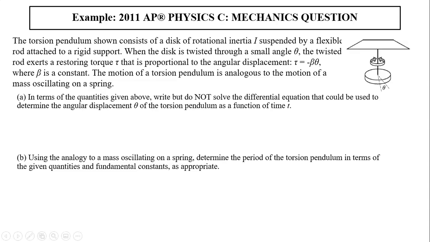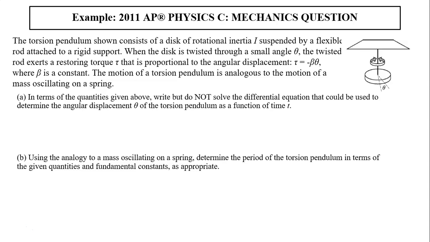A torsion pendulum consists of a disk of rotational inertia I suspended by a flexible rod attached to a rigid support. When the disc is twisted through a small angle theta, the twisted rod exerts a restoring torque that is proportional to the angular displacement. Torque equals negative beta times theta, where beta is a constant.